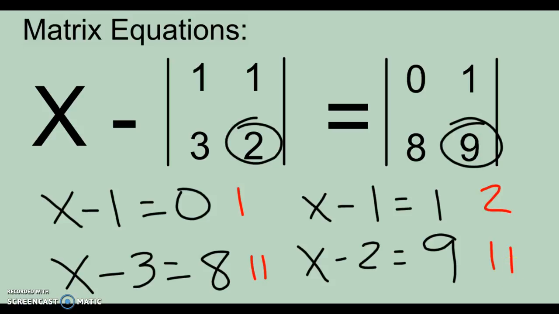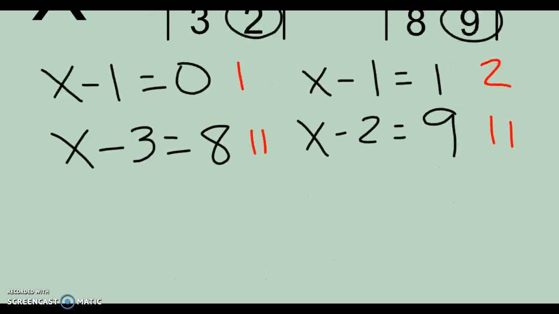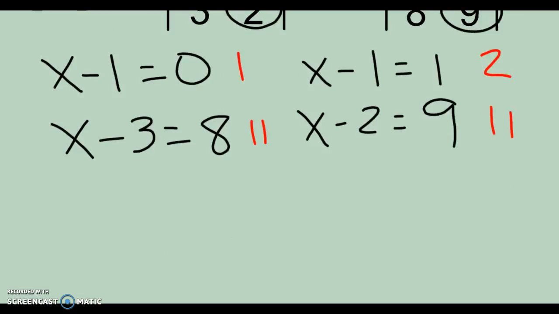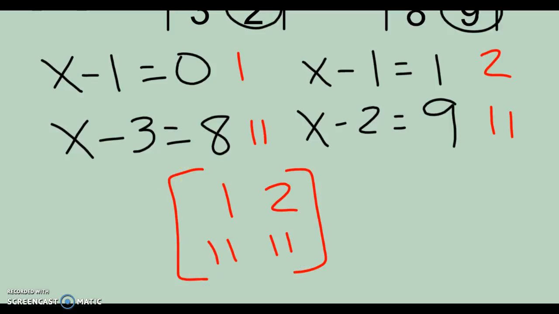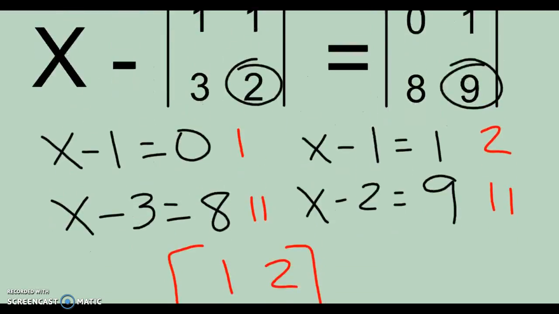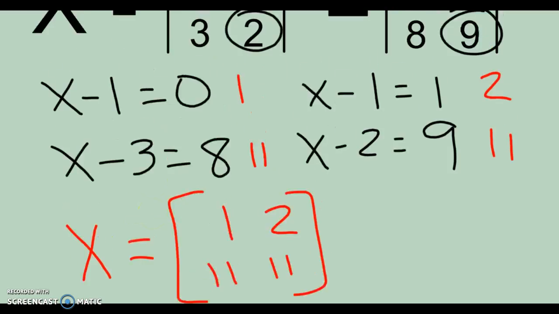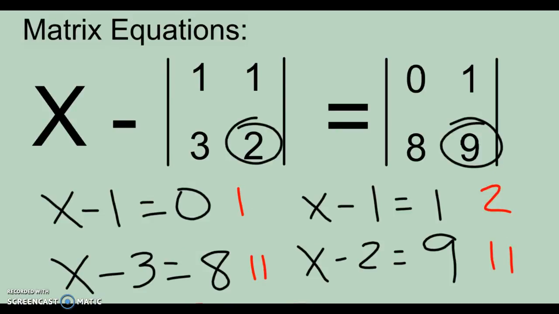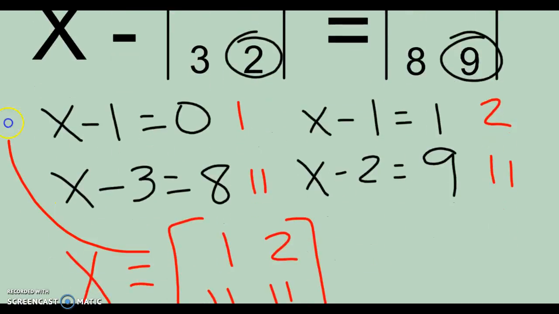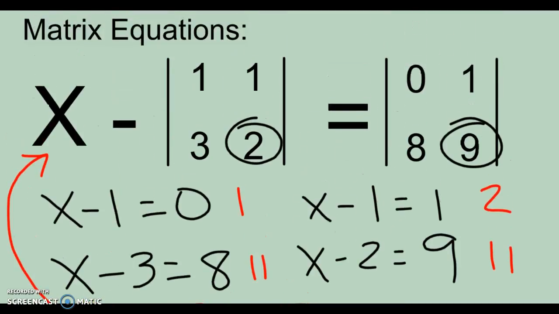So the new matrix is actually, let me just move this down. All right, it is 1, 2, 11, and 11. And that's your new matrix right there. That's actually not your new matrix. That's what X is equal to. That's what that X matrix is equal to. So if you went back and put this matrix in for X, you would get a true statement.